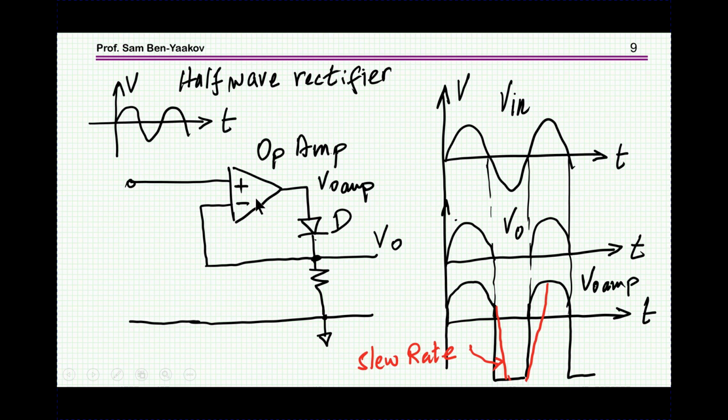So when the input is negative, the output will swing all the way to the negative rail. This might cause some ringing, and also due to the slew rate of the amplifier, it might cause some delay, and therefore you might have distortion, especially if you are trying to rectify a voltage of relatively high frequency. So this configuration is really just an idea, but it's not a practical way to go.